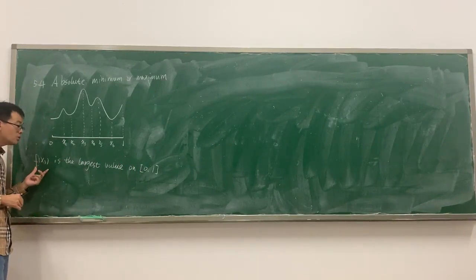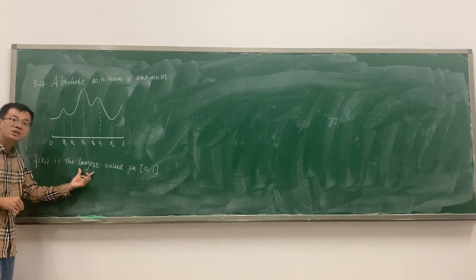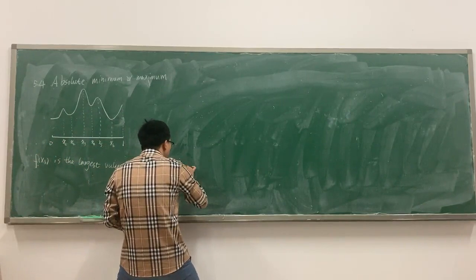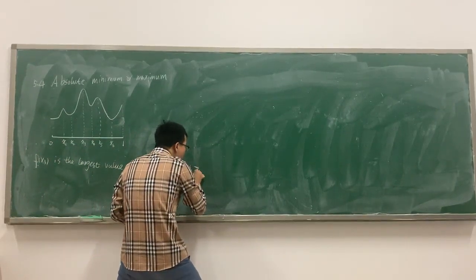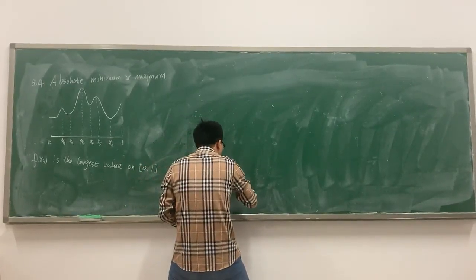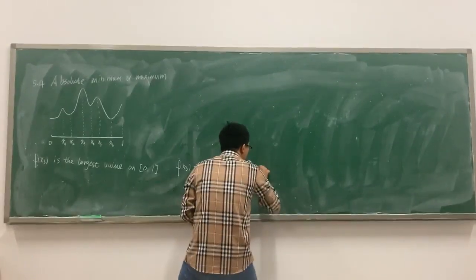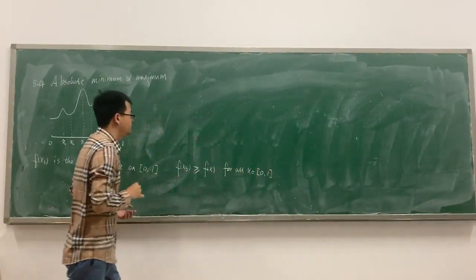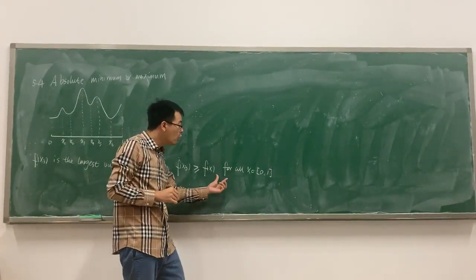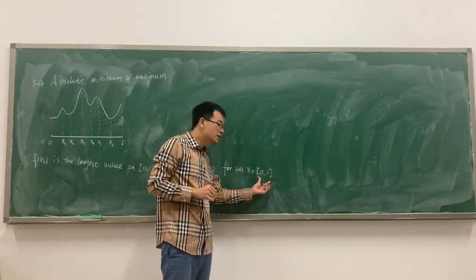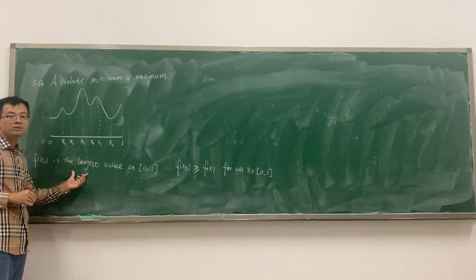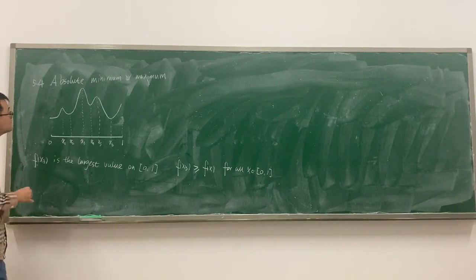So on this interval, the largest means what? The largest actually means f(x3) is greater than or equal to f(x) for any x, for all x belonging to 0 to 1. So f(x3) is greater than or equal to f(x) for all x in 0 to 1. So this means the largest value.